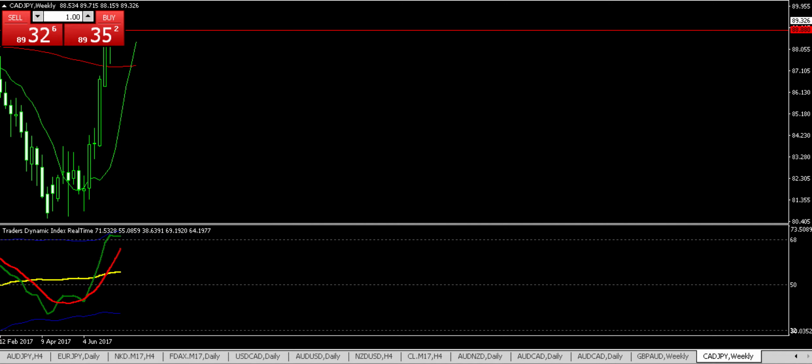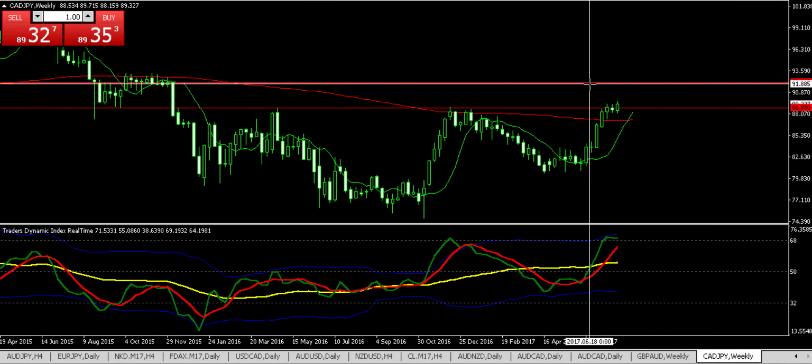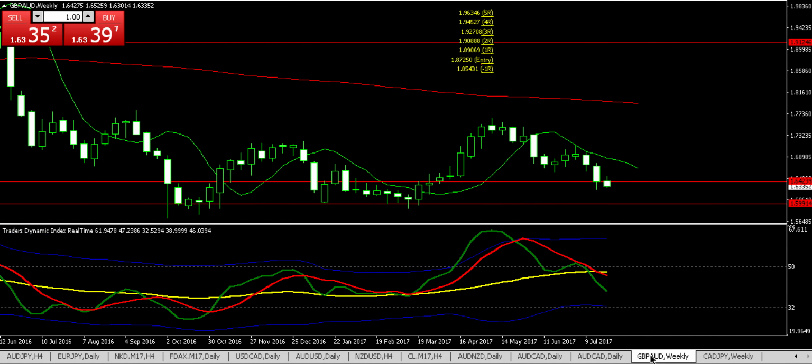I'm looking at targeting 92. So just up at these recent support levels, which are now resistance levels up here. That's what I'm looking at taking profit. So my profit target is 92. So it's a bit of a longer term trade. I'll be holding this for a while. Now the second trade I'm in is the pound Aussie dollar.